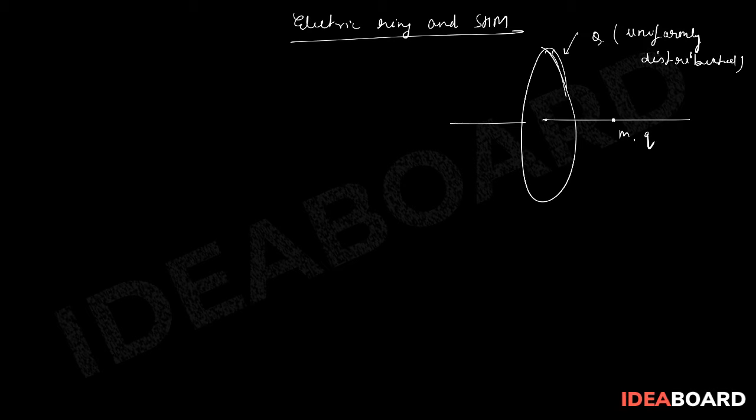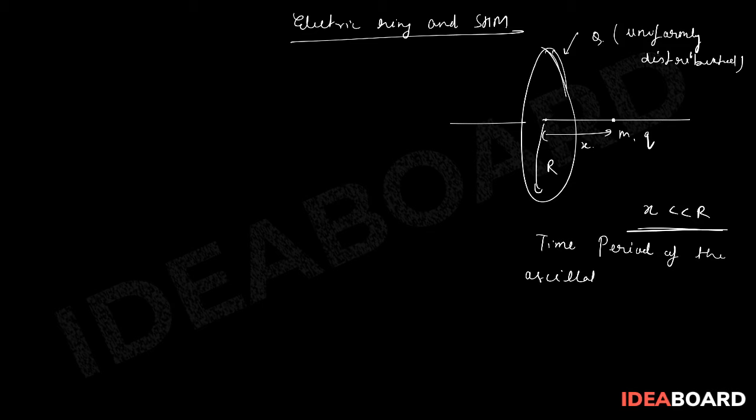This was initially at rest and it was just left out. When it is released, say that this distance is x, and you need to assume that this x is very small in comparison to the radius. Then you need to find the time period of the oscillations.